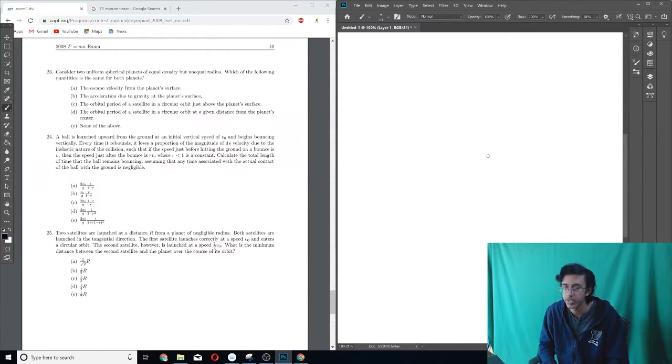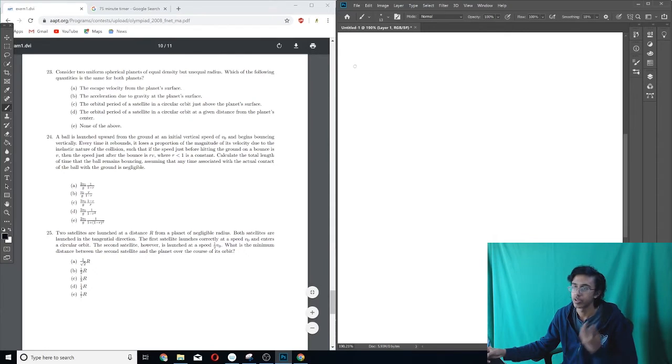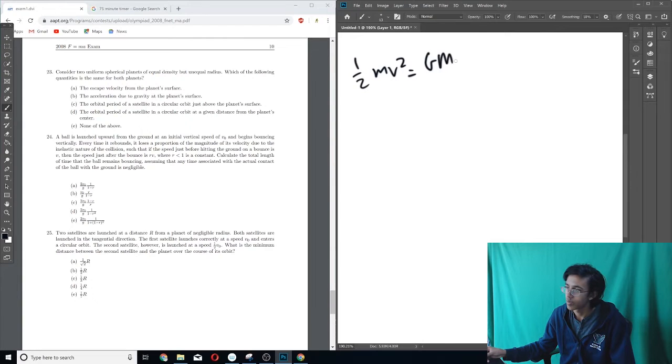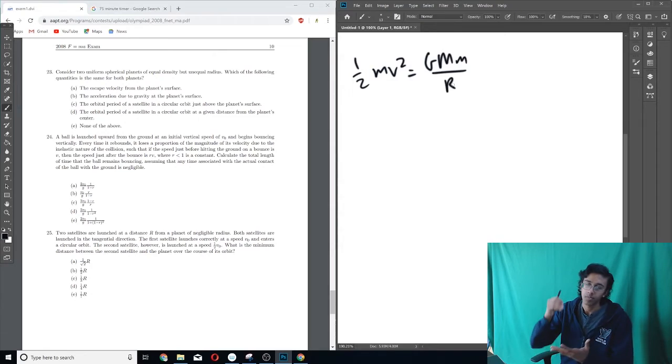What is the minimum distance between the second satellite and the planet over the course of its orbit? So basically, in a circular orbit, the kinetic energy is equal to the gravitational potential. Or rather, its overall energy is like 0. So the equation for this is 1/2 mv squared is equal to GMm over r, where capital M is the mass of the Earth, and lowercase m is the mass of the satellite.